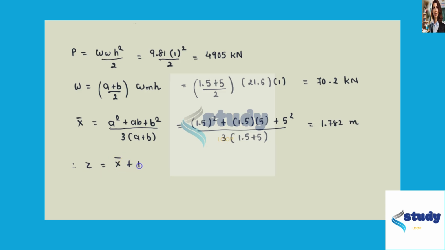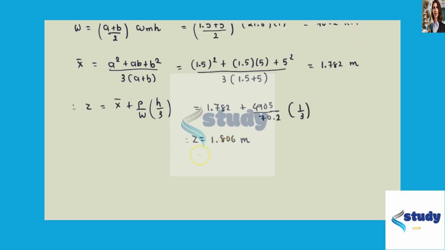Therefore we can find the value of Z, which is equal to X bar plus P divided by W multiplied by H divided by 3. Let's substitute all these values. So Z equals 1.782 plus 4.905 divided by 70.2 multiplied by 1 divided by 3. On further simplification we get Z equal to 1.806 meter.